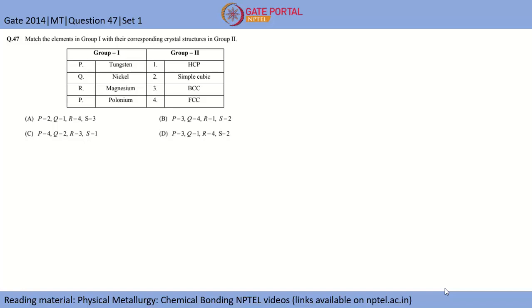This is question number 47, GATE Metallurgical Engineering 2014 paper. Match the elements in group 1 with their corresponding crystal structures in group 2. Group 1 is: P is tungsten, Q is nickel, R is magnesium and S is polonium. And group 2 is: first is HCP, second is simple cubic, third is BCC and fourth is FCC. So we need to find out the crystal structure of all these four elements.